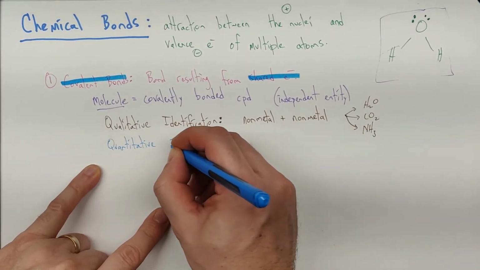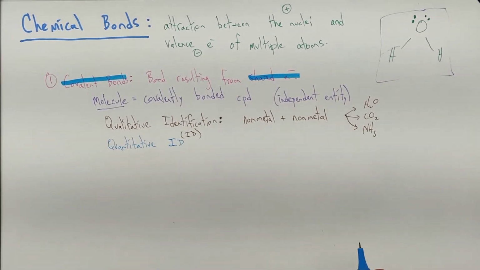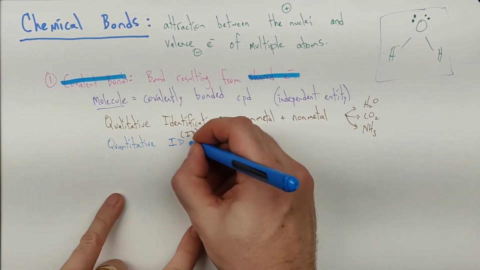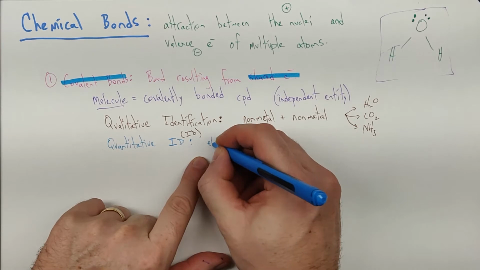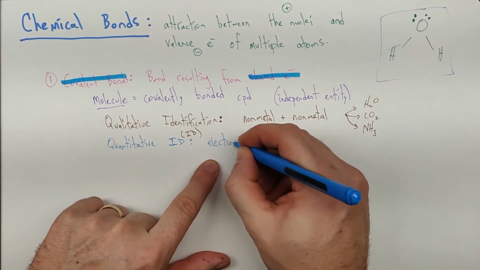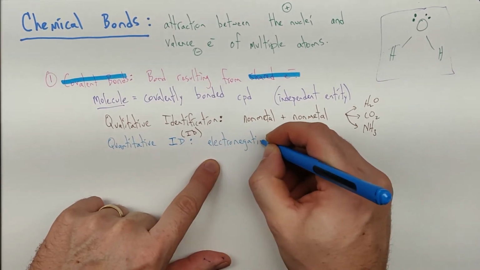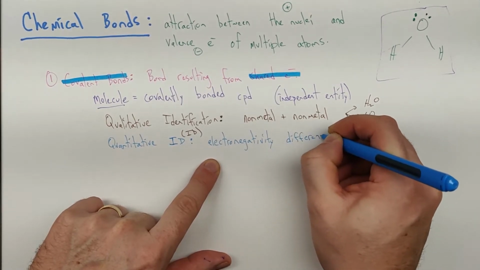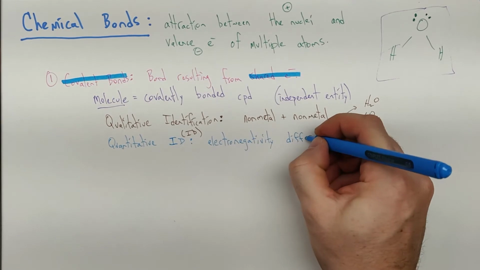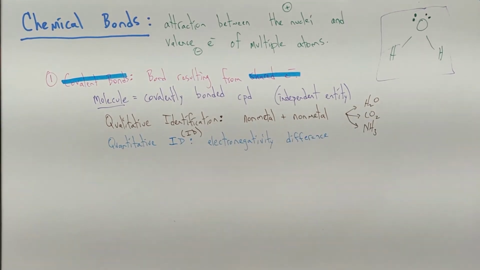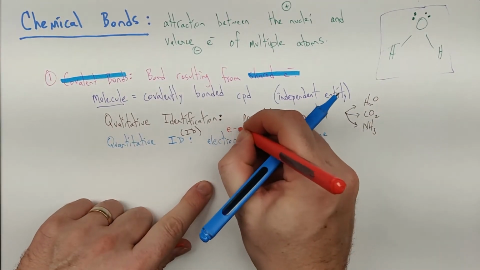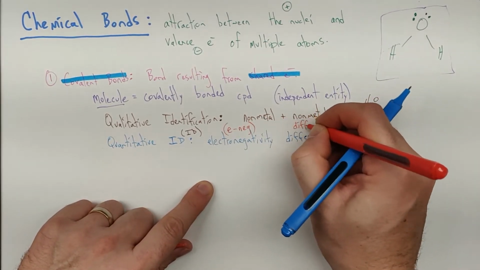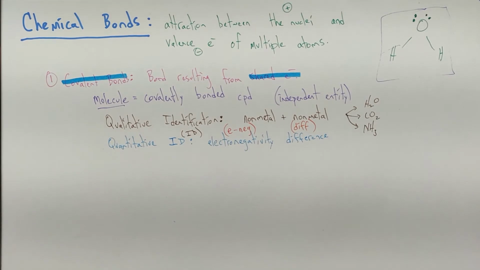Quantitative identification can be done by getting an electronegativity difference. And electronegativity is a pretty important concept, but let's write that down first. We have some electronegativity difference. And I just want to point out that electronegativity is a big word, and I'm not going to keep writing it. I'll just write E-neg. And then, of course, for difference, diff. I think everybody will be able to interpret those things.